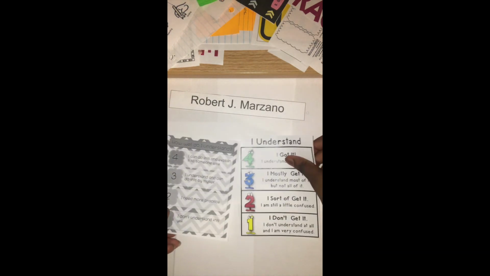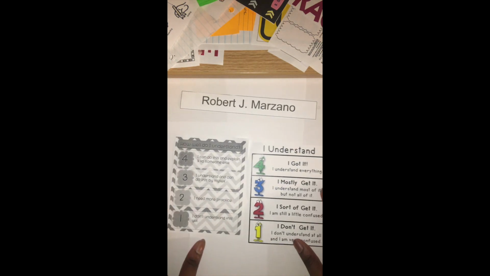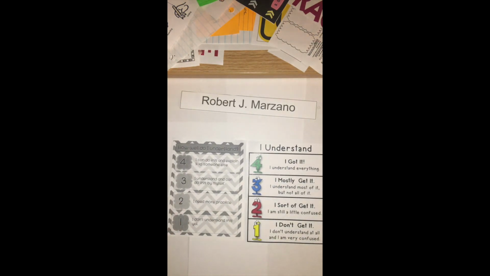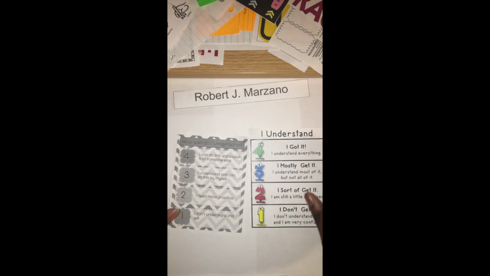One main thing that Robert J. Marzano has for every topic is a rubric. The rubric always goes, number 4, I got it, I can do this, I can explain, I can work through it on my own and teach somebody. Number 3, you understand most of it, but you cannot teach anybody. You can only basically do it on your own.